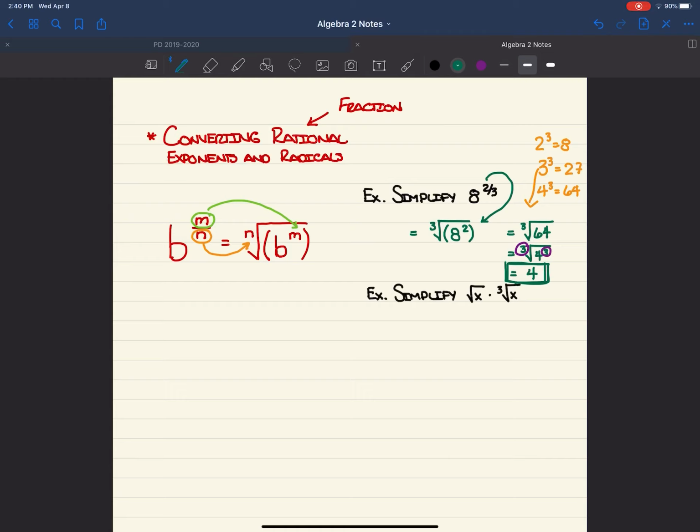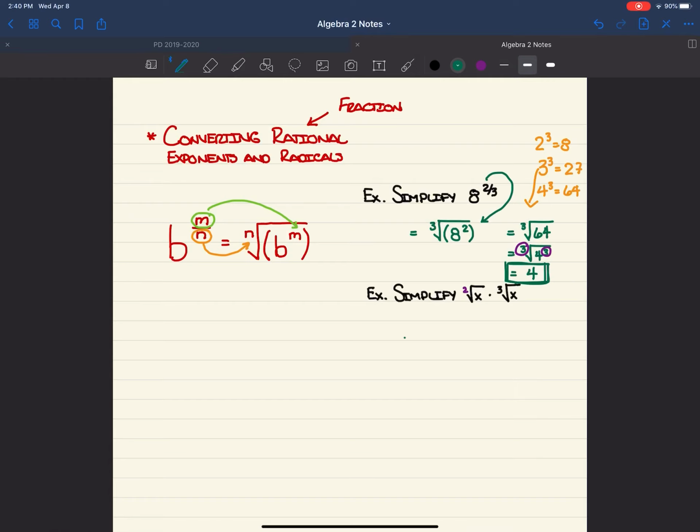Second example, using this idea of converting between rational exponents and radicals, we're going to go the other way. So it says simplify the square root of x times the cube root of x. If you don't see a little number inside the check mark or the root there, we're going to assume that there's a little itty bitty 2 inside there. So this is the square root of x times the cube root, or 3rd root, of x.